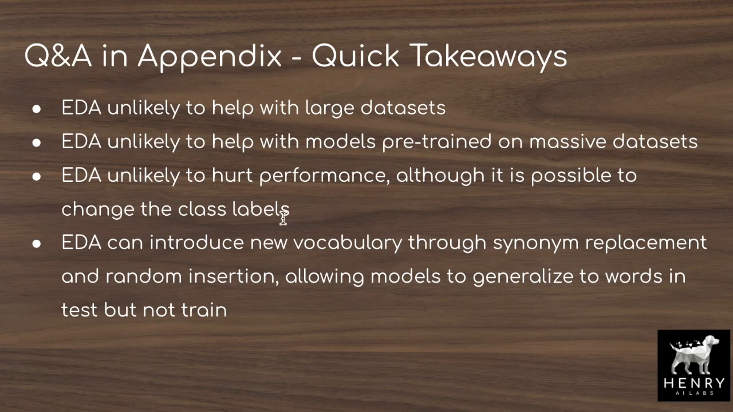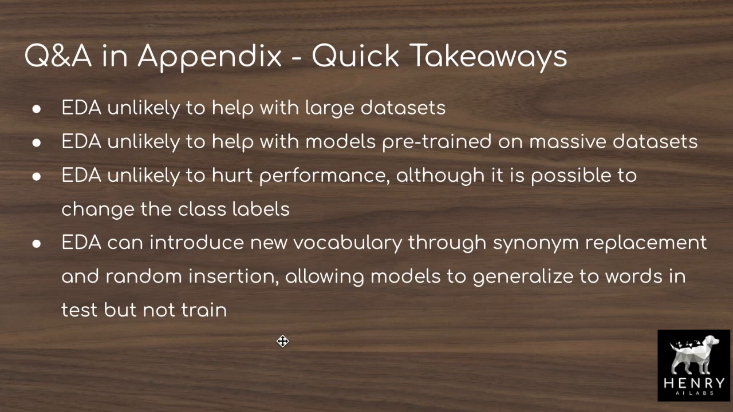Even though something like random insertion or swapping might change the class labels, it's unlikely to really hurt the performance of the models, and generally deep learning models are pretty robust to label noise. And then also, an interesting explanation of why this works is that easy data augmentation can introduce new vocabulary through the synonym replacement or random insertion that might allow models to generalize to words in test but not train.